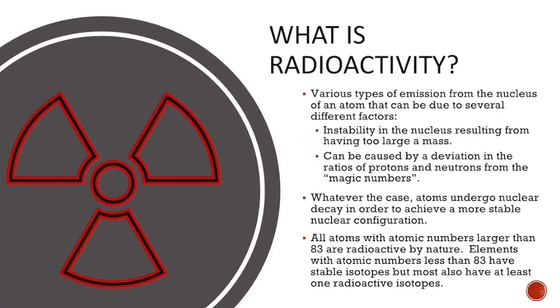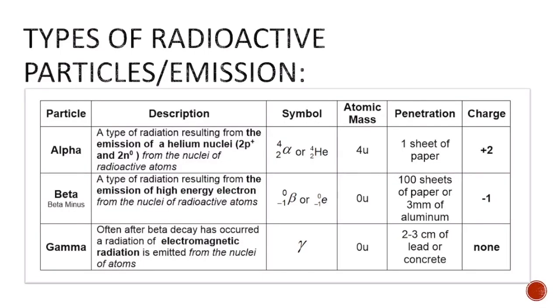All atoms with atomic numbers larger than 83 are going to be radioactive by nature. Elements with atomic numbers less than 83 have stable isotopes, but most also have at least one radioactive isotope. So in this video, the three different types of radioactive emission that we're going to talk about are alpha particle emission, beta minus or beta particle emission, and then gamma ray emission. There's some information on here, but we're going to come back and talk about all of this information as we talk about each type of emission.